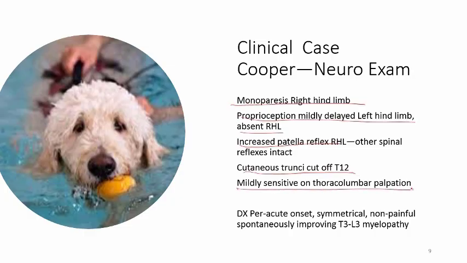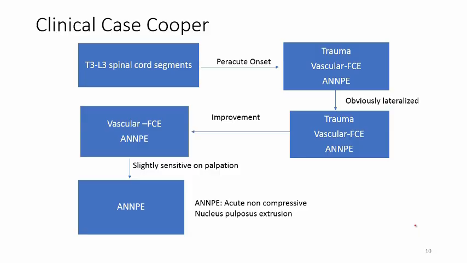So I diagnosed a peracute onset, symmetrical, non-painful, spontaneously improving T3 to L3 myelopathy. Spontaneously improving because the dog was collapsed on that limb initially, and when I saw him, he was trying to walk on it, so it was spontaneously improving. There's not too many things that I know of that spontaneously improve.